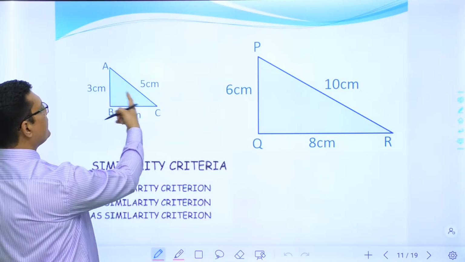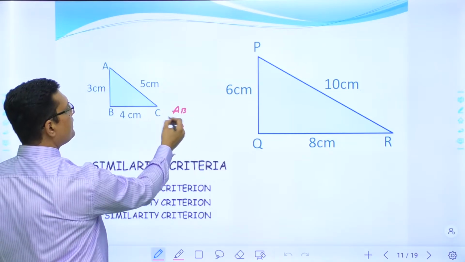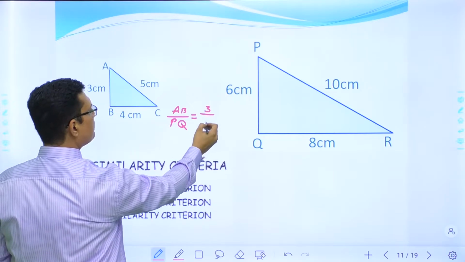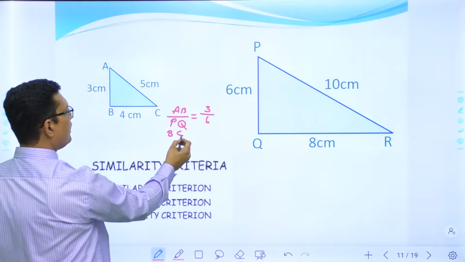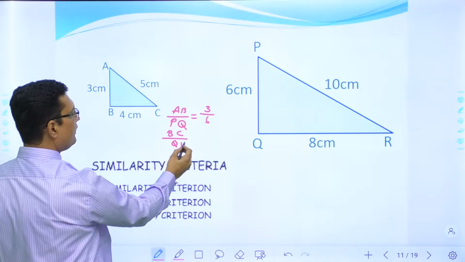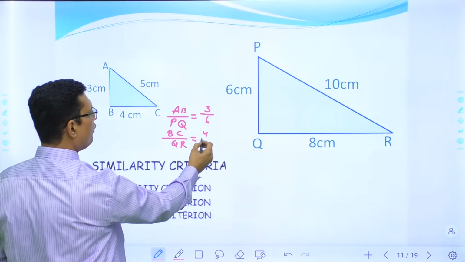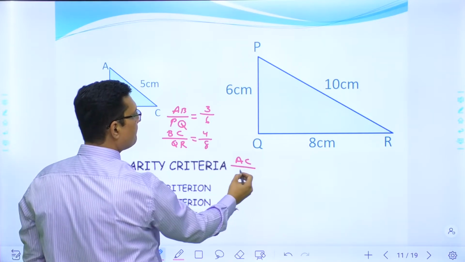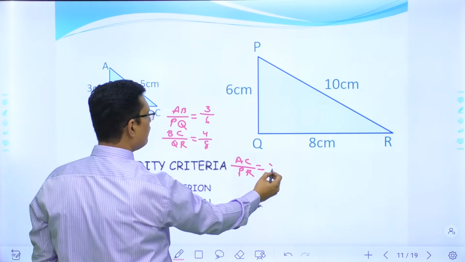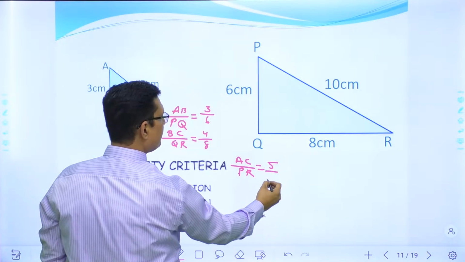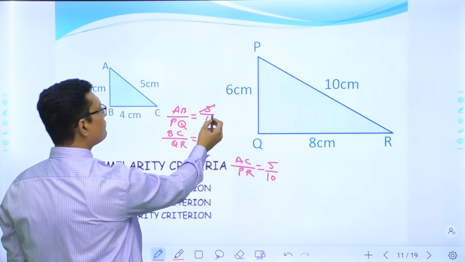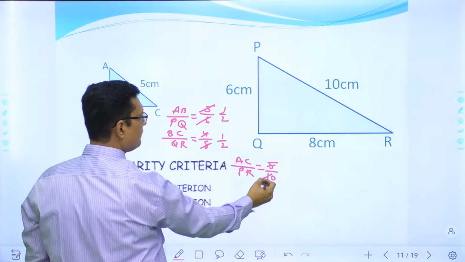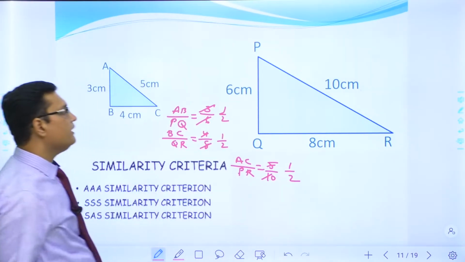Here you know that AB upon PQ is equal to 3 upon 6, BC upon QR is equal to 4 upon 8, and we have AC upon PR equal to 5 upon 10 centimeters. So students, when you cancel it, it will give you 1 upon 2 in each case.